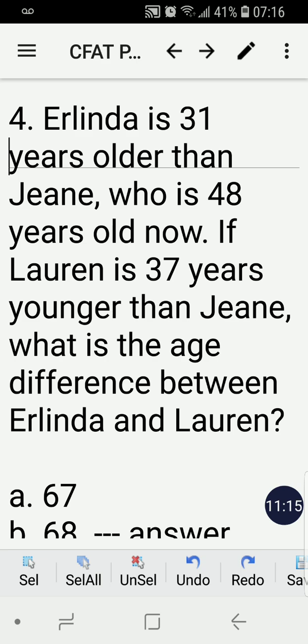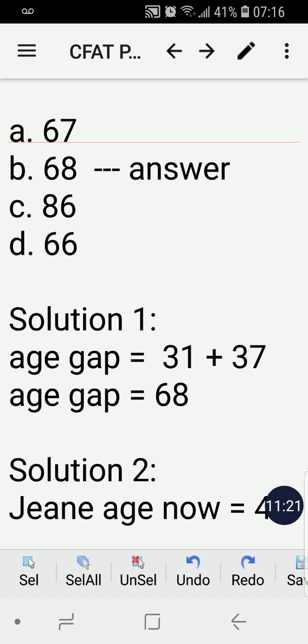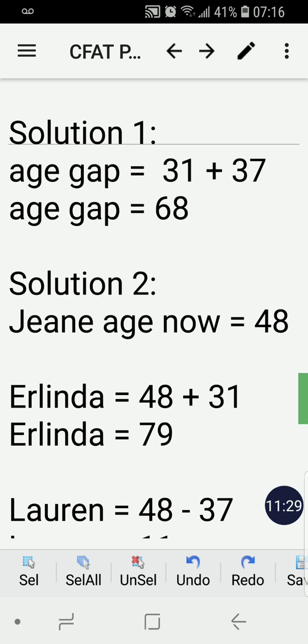Okay, so we have the choices here, A, B, C, D. The correct answer is B, 68. So for the solution in here, I provided two solutions. The first solution is the shortest one, and the second solution is the longer one, but more systematic, more analytical. So in solution 1, we just add 31 and 37 to determine the age gap or the age difference.